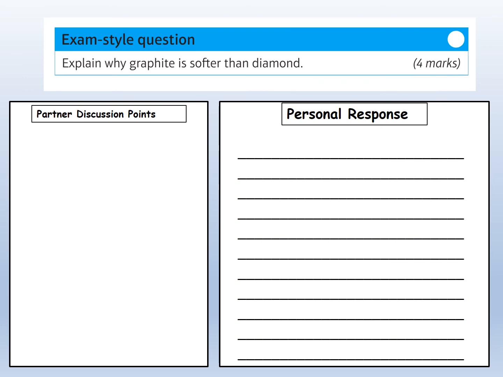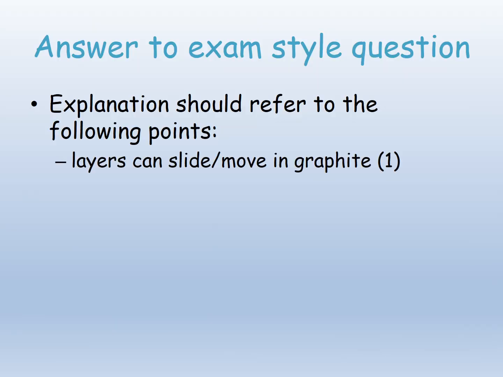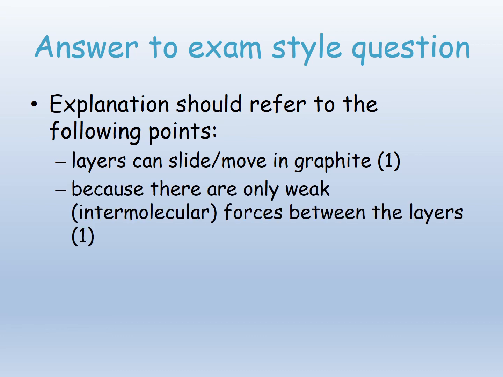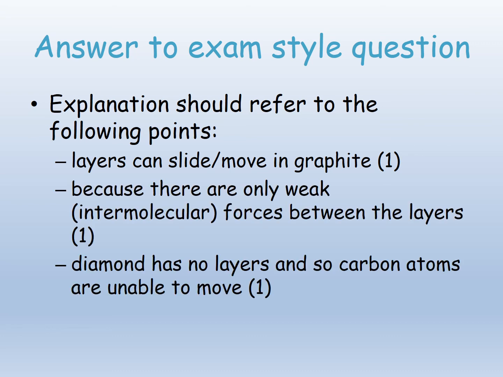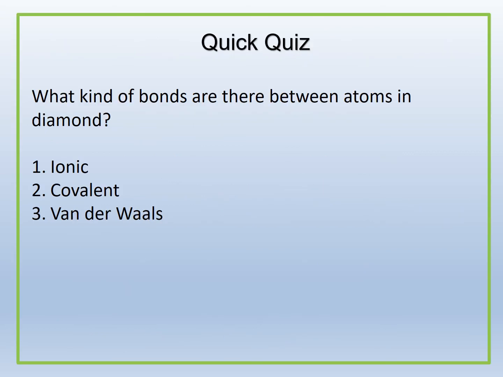Why is graphite softer than diamond? So you should be referring to the layers can slide over or move over each other in graphite because there are only weak forces between the layers. Diamond does not have these layers, so the carbons are unable to move, and each carbon in diamond is very strongly bonded to 4 others. Hopefully you got some of those.